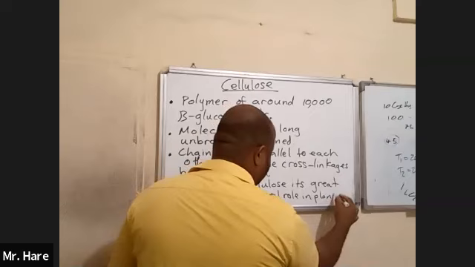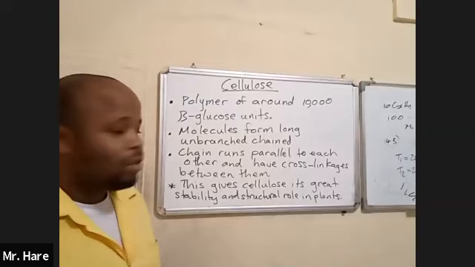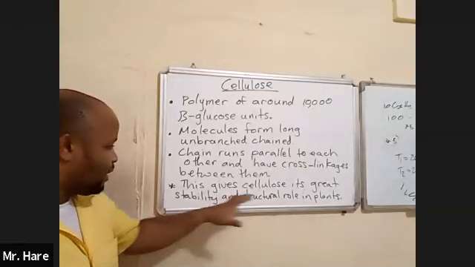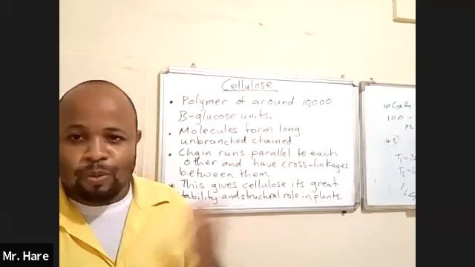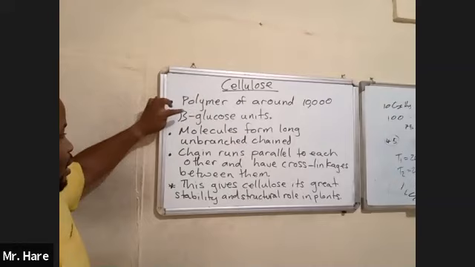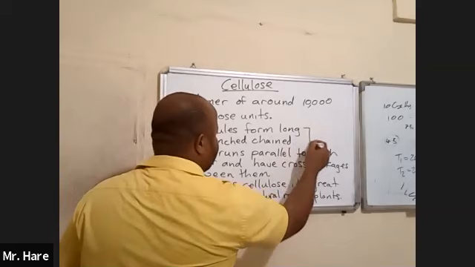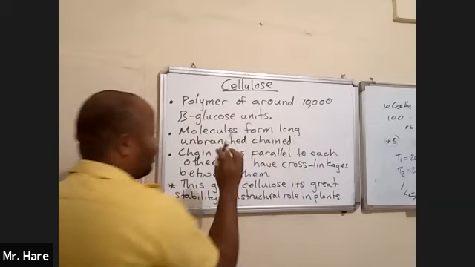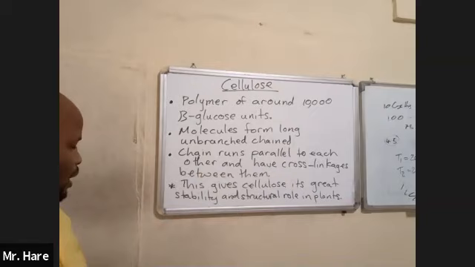All right, so if they ask you to relate the structure of cellulose to its function, the function of cellulose, right? It's for support in the plants, as you know, like in the cell wall of plants, right? So the structure is made up of around 10,000 beta glucose units. These molecules form long, unbranched chains and run parallel to each other, with cross linkages between them.